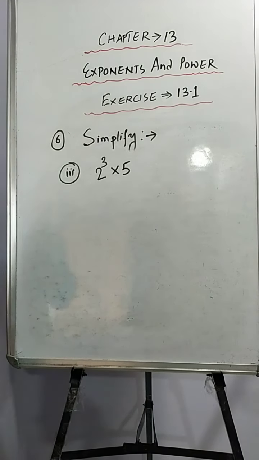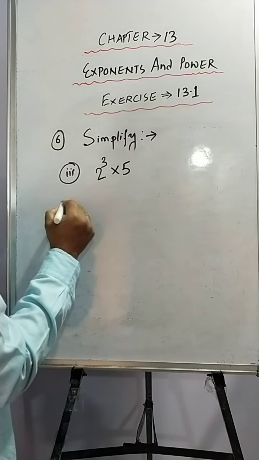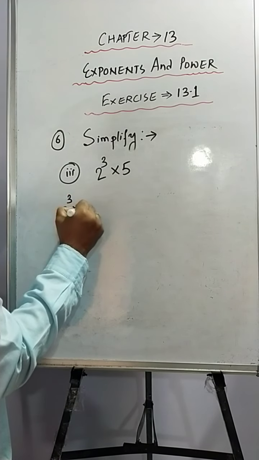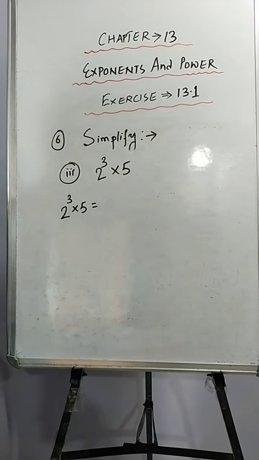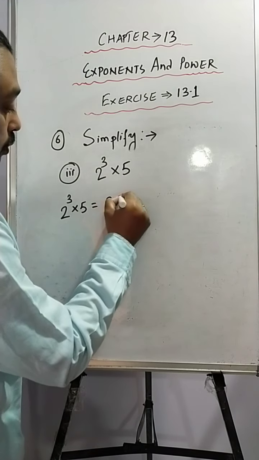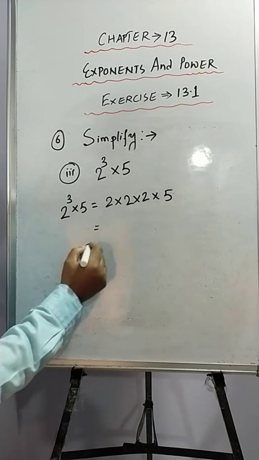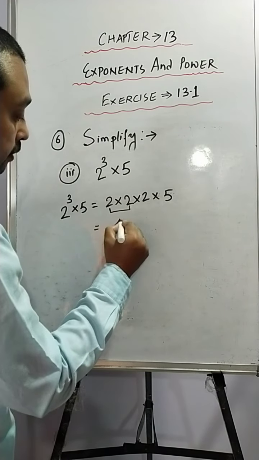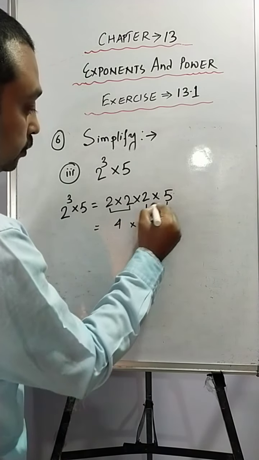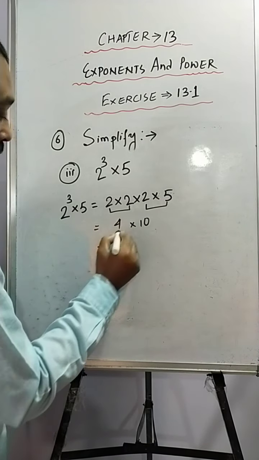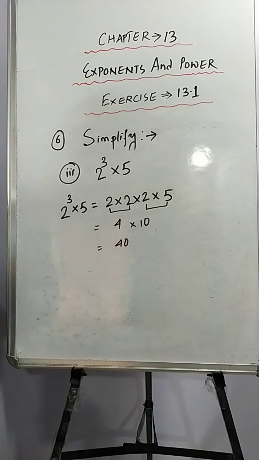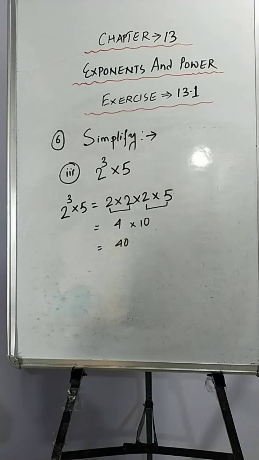Now sum number 3 we have 2 to the power 3 into 5. So how to write 2 to the power 3 into 5? We can write 2 into 2 into 2 into 5. Now let's multiply this. 2 2s are 4 and 4 5s are 20. So now 4 into 10 is what? 40. So this is the solution of sum number 3. Now let's move on to sum number 5 of question number 6.